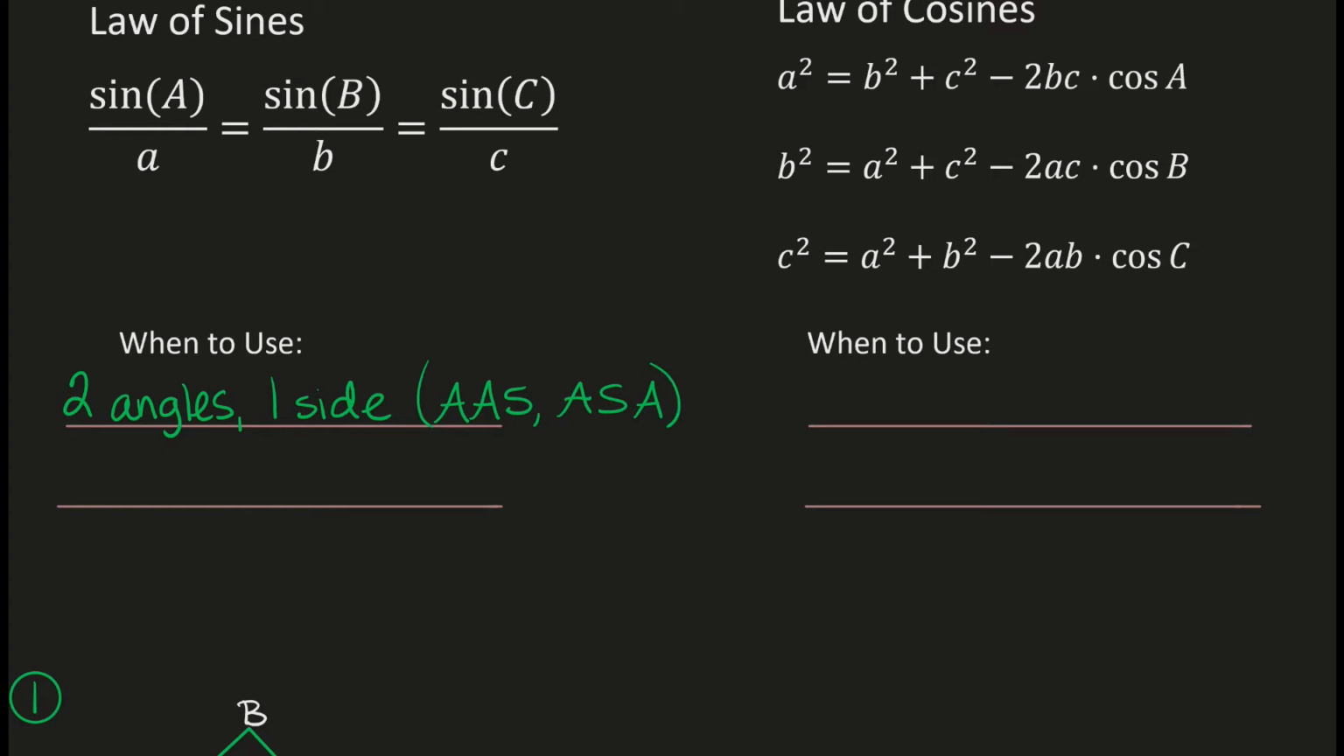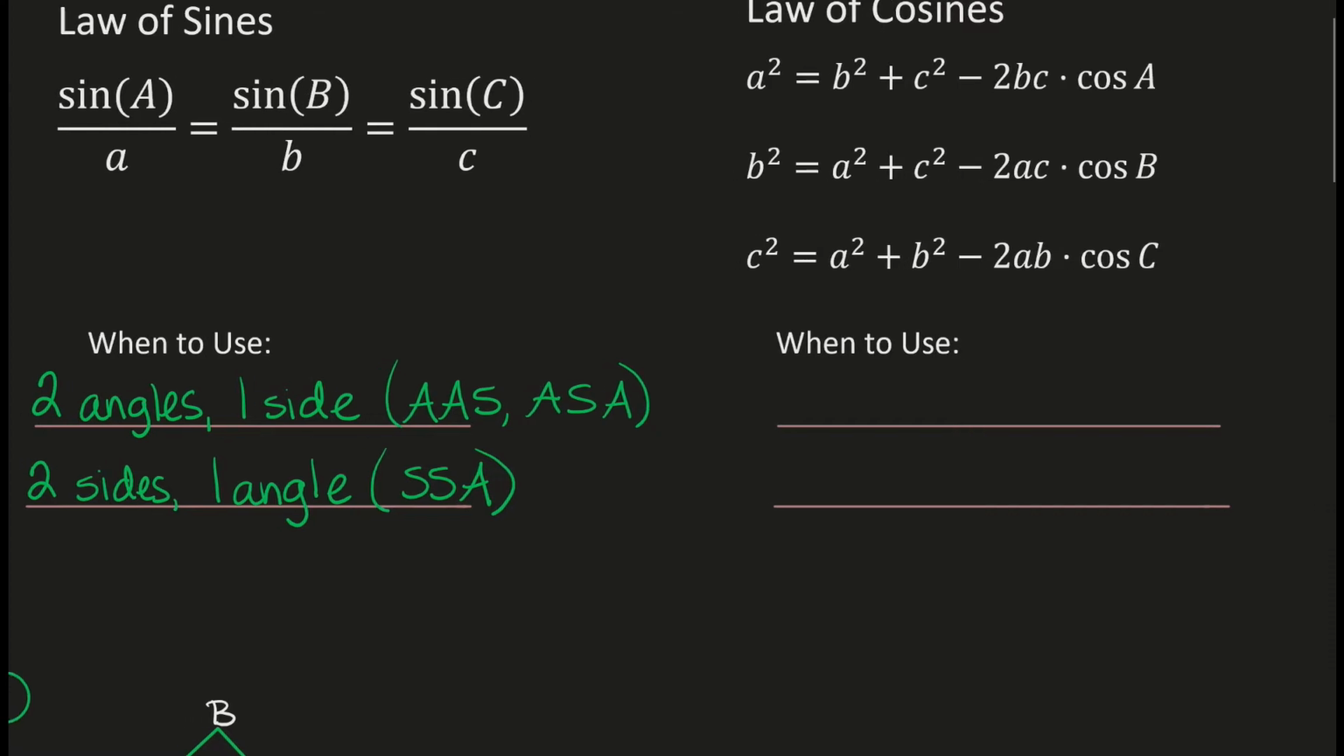You could also use law of sines when you have two sides and one angle. And this is side, side, angle here. Now, I will caution you on the bottom one, two sides and one angle. You'll want to be careful here because this is when you could run into the ambiguous case. So if you have two sides and one angle, I would recommend using law of cosines, but law of sines is possible if they tell you to solve it using law of sines.